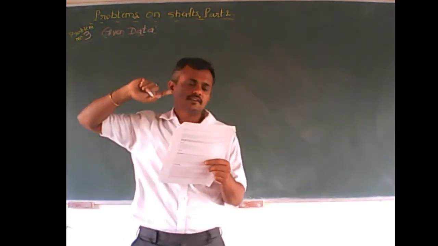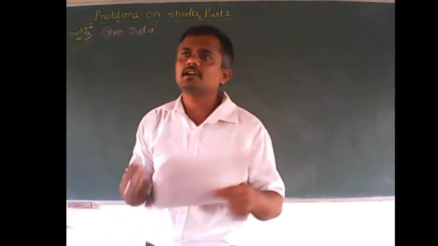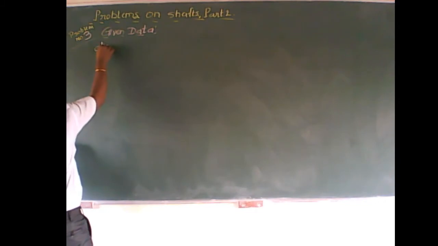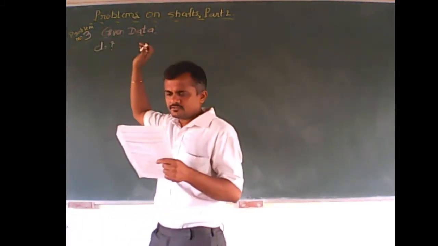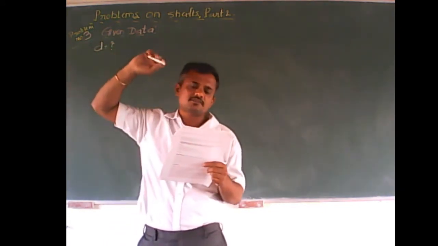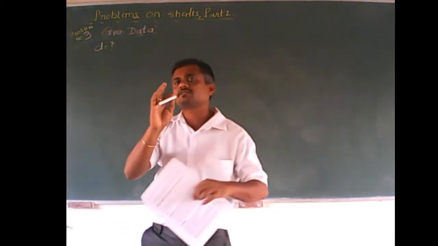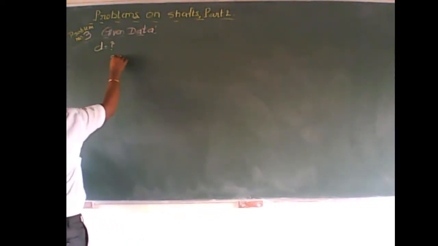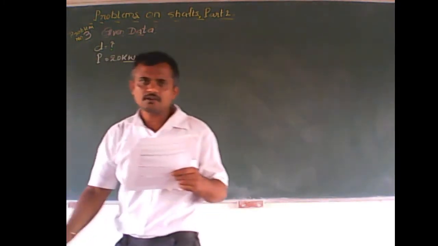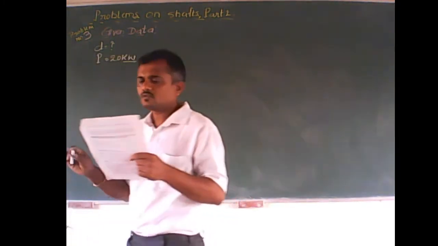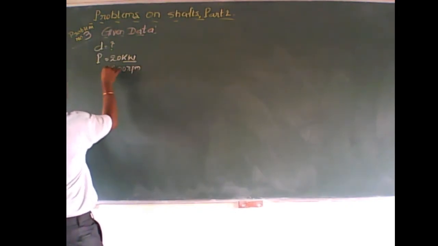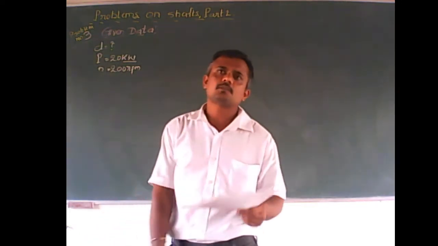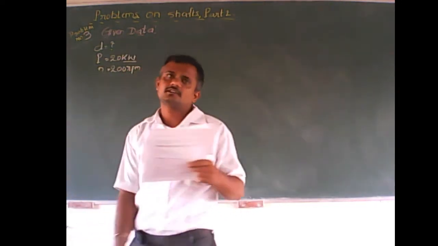Find the diameter of a solid steel shaft to transmit 20 kilowatt. Please concentrate: 20 kilowatt. Kilowatt is an indication of power, and 200 rpm. 200 rpm, as we understood in the last video, is N.